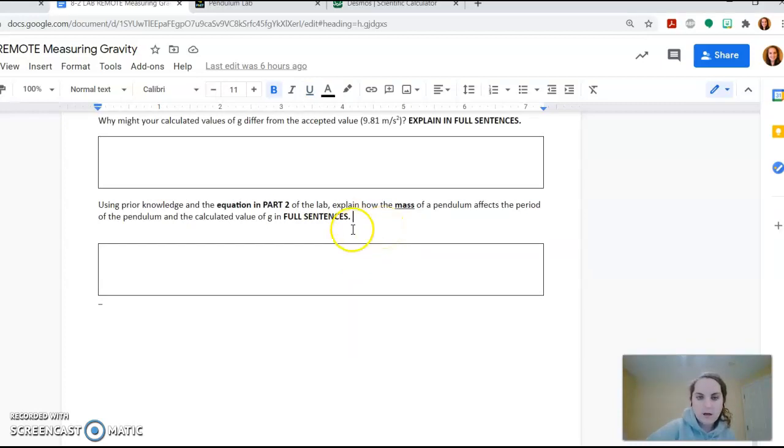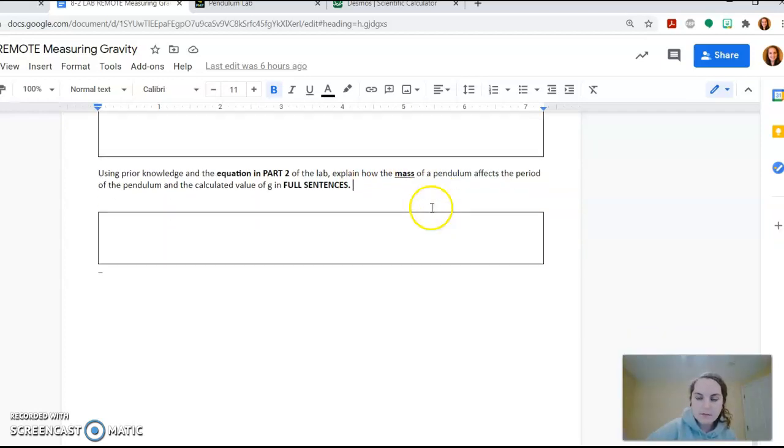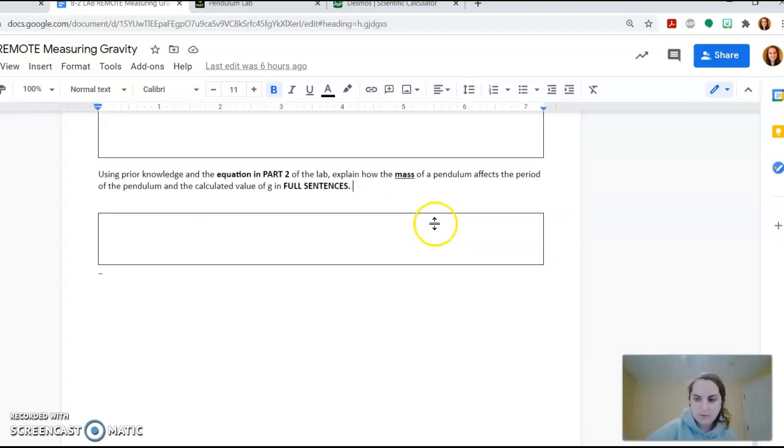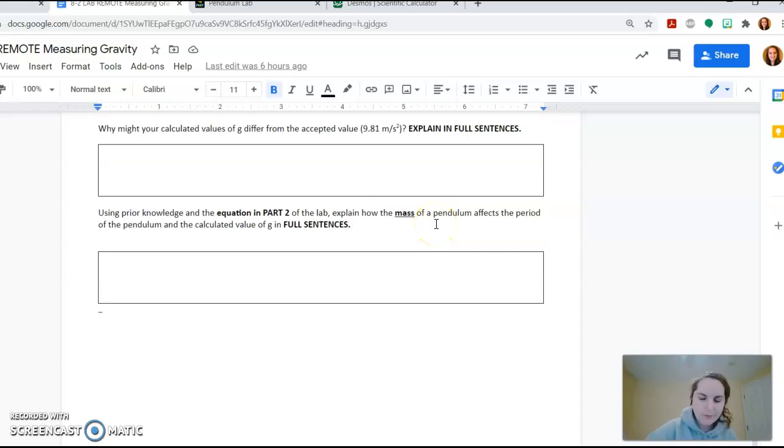Okay, so just from what we know about the equation up above, how does the mass of the pendulum affect the pendulum itself? And if you look in the equation, is mass really there? And if we really think about it, if we're not talking about air resistance, wouldn't a rhino or an elephant accelerate at the same rate as a mouse? So does the mass really matter? All right, so make sure that you answer to the best of your abilities in full sentences.